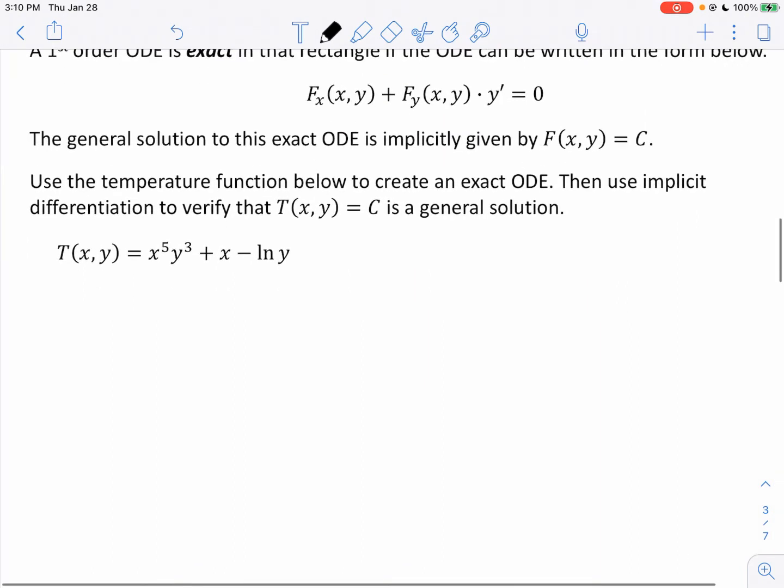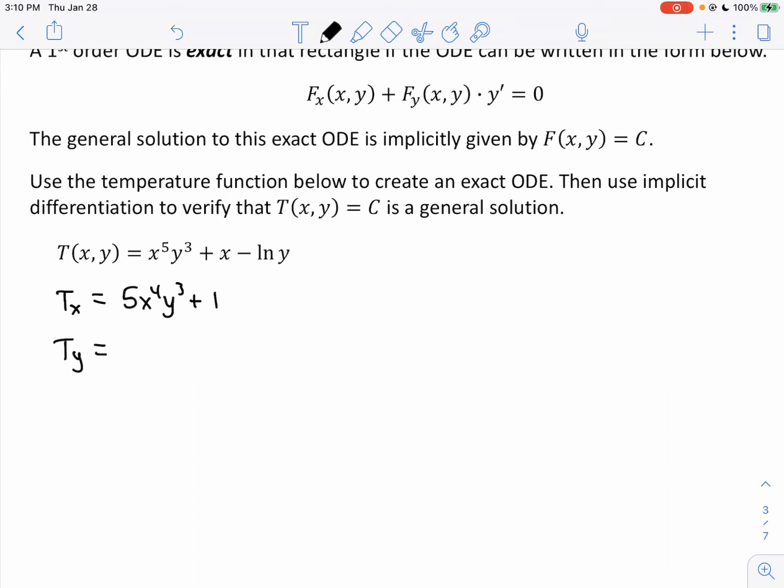Okay, so let's get these partial derivatives again. So tx, the partial derivative of t with respect to x, I'll leave off the xy. Derivative with respect to x, treat the y's like constants. So we get 5x to the 4th times y cubed plus 1. And the natural log of y will go to 0 because y is a constant. The derivative of t but with respect to y. So we'll back up to here and do the same thing, but this time treat x like a constant and y like the independent variable. And we get 3x to the 5th y squared plus 0 and then minus 1 over y.